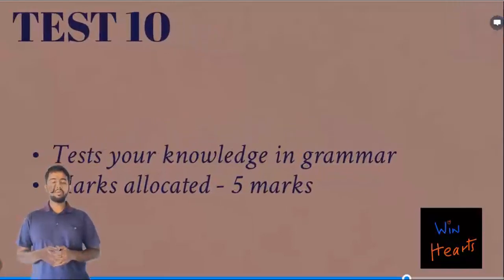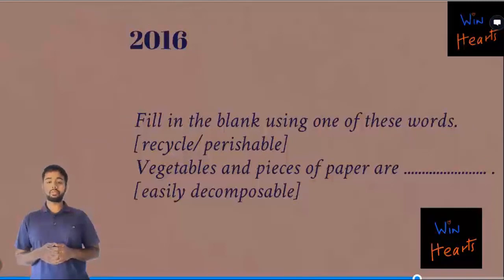In 2016, you were given a passage and you had to fill in the blanks. But there was a catch. There were extra words given to you. And the blanks were such as this. For example, there was a particular line which said, vegetables and pieces of paper are blank. And within brackets, it was given to you that easily decomposable. And in the box that was given above to you, there were similar words. For example, there was one word which was recycle, another word which was perishable. You had to choose the word and fill in the blank. Now, the answer, as you know already, is perishable.